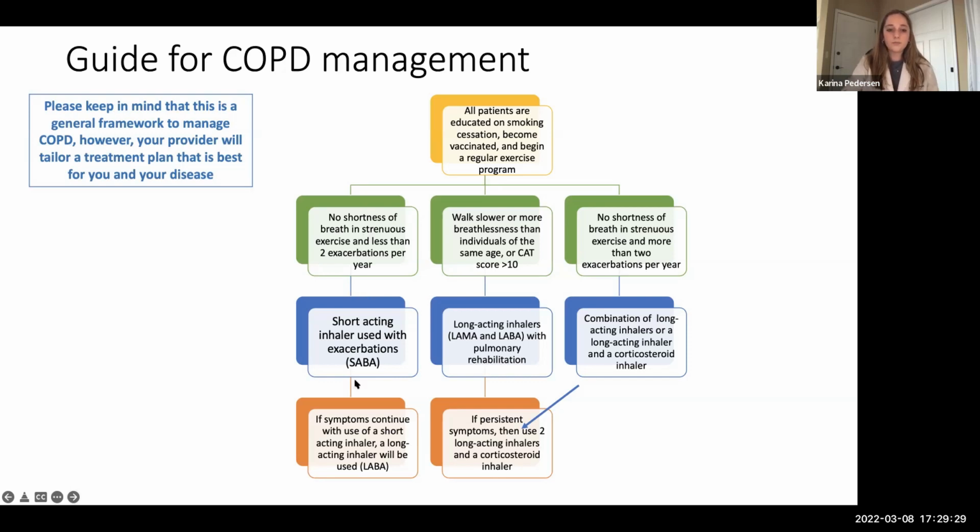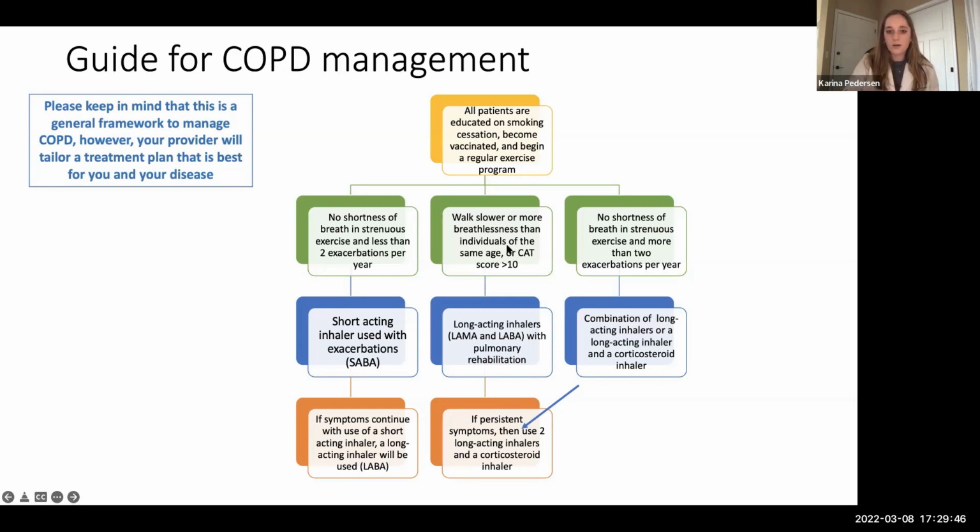However, down here in the orange, it says if your symptoms continue with the use of a short-acting inhaler, a long-acting inhaler will be used. And that is a LABA, a long-acting beta agonist, just if you want technical terms.